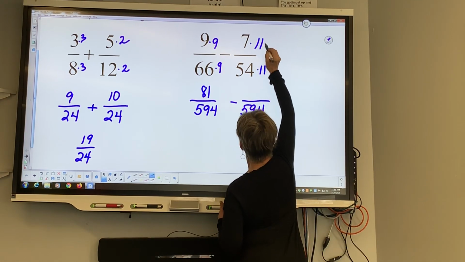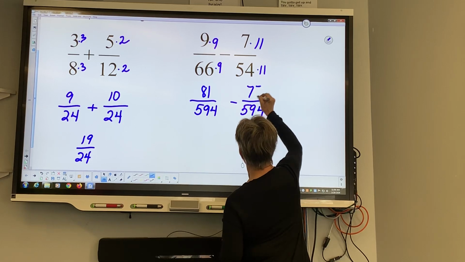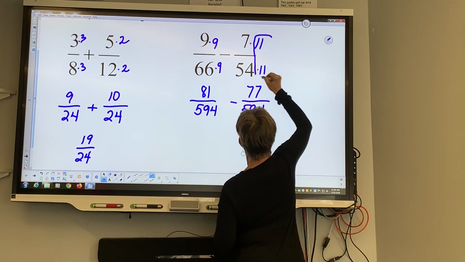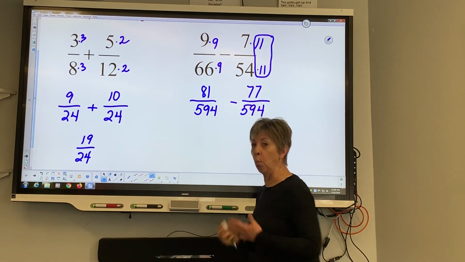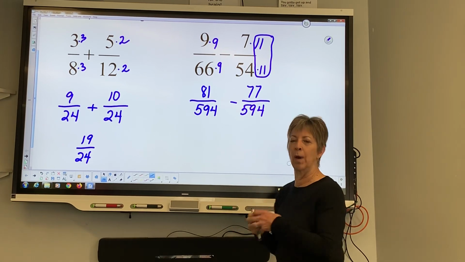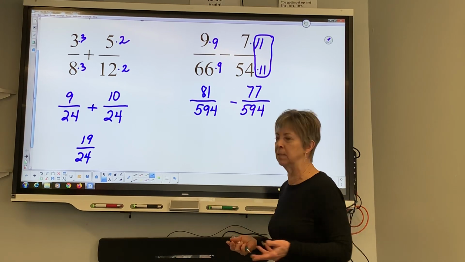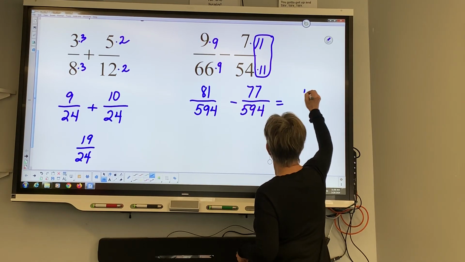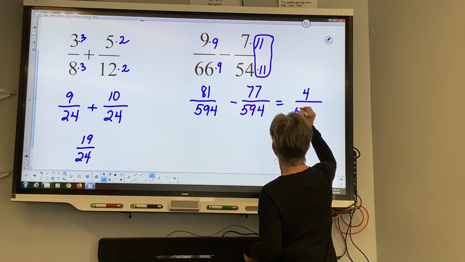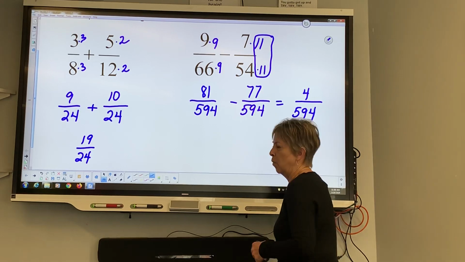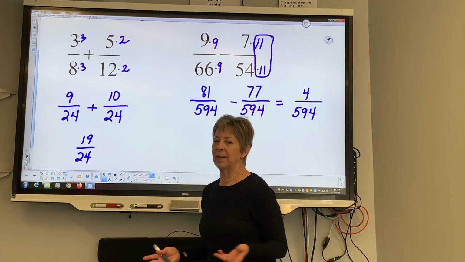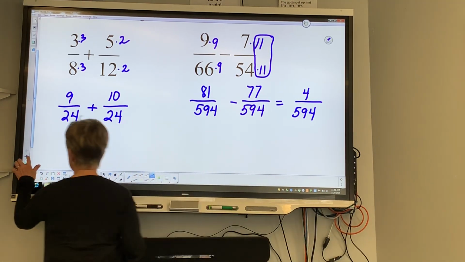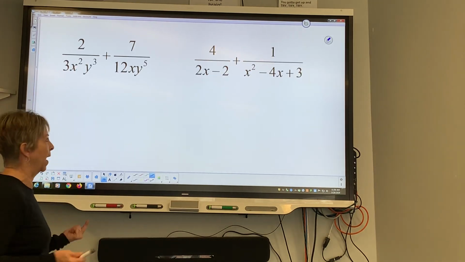So I have to multiply the numerator by the same amount. Because if I do that, I'm really just multiplying by 1 and I'm not changing the value, I'm just changing the size pieces that we're talking about. So then 81 minus 77 would be 4 over 594. So that's grade school stuff. So now let's move on.